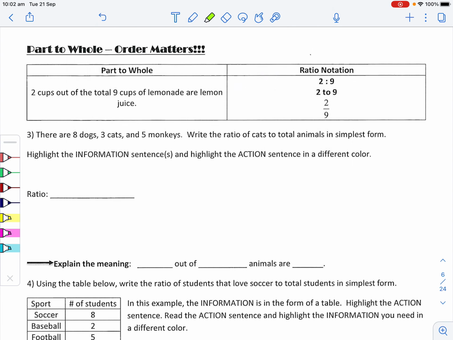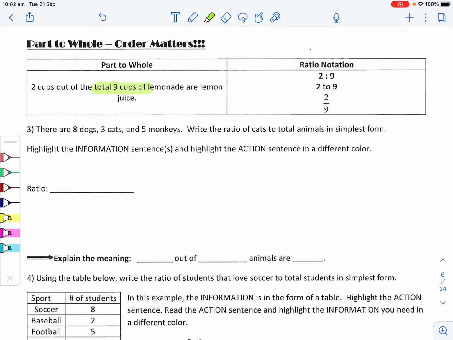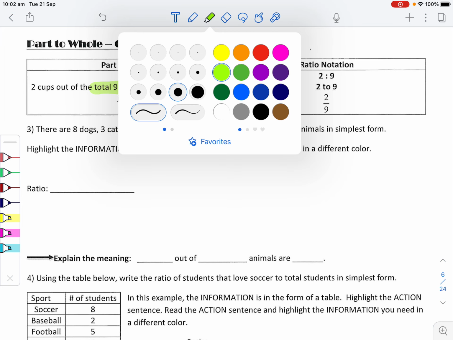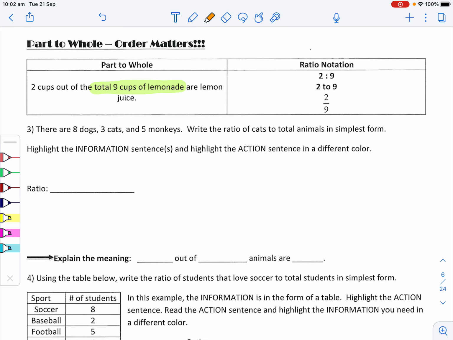So I'm going to change my marker here. So I've got 9 cups of lemonade, and then we'll do orange, and then lemon juice. And the 2 cups of lemon juice are a little bit separate from their description. So it says 2 cups out of the total 9 cups of lemonade are lemon juice. This total 9 cups of lemonade is your whole, and this 2 cups represents the part. So it's telling you how much out of the whole is the part.